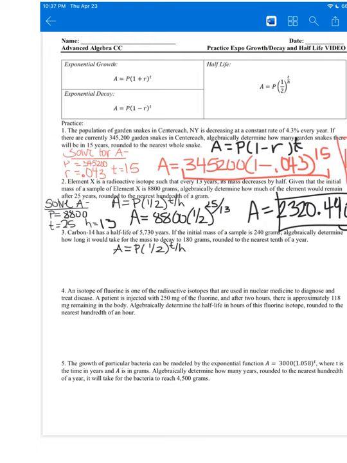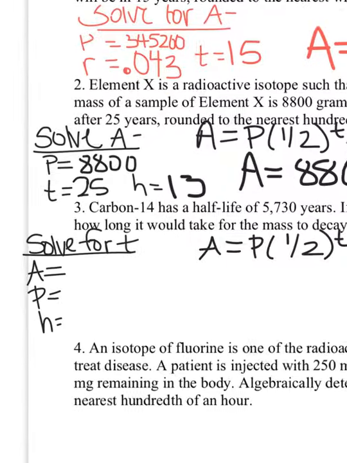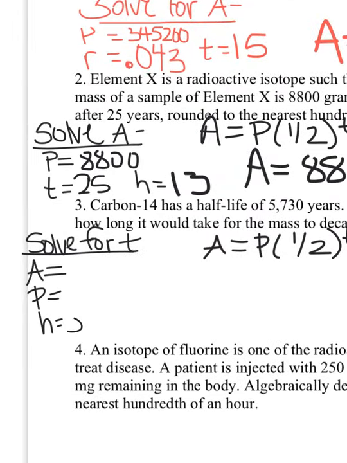All right, so if the initial mass is 240 grams, algebraically determine how long it would take. So we're looking for a form of time. Our form of time is between time or half-life. We know what the half-life is. The half-life is 5,730 years. So that means that we are solving for T. We need an A, a P, and an H in order to do that. So if we reread the question, carbon-14 has a half-life of 5,730 years. So H is 5,730.